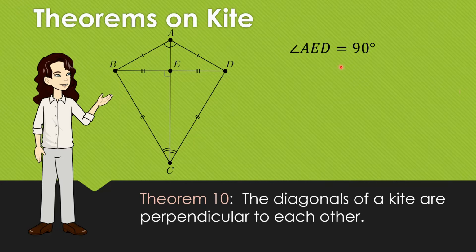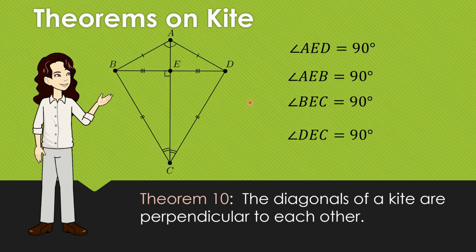First we have angle AED. This is 90 degrees because of the perpendicular. Angle AEB is also 90 degrees, and angle BEC is 90 degrees, and also angle DEC is 90 degrees. Did you notice that the middle of the angle is E? Because that is the vertex of the right angle.